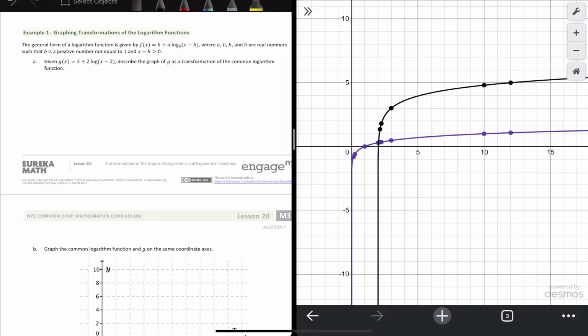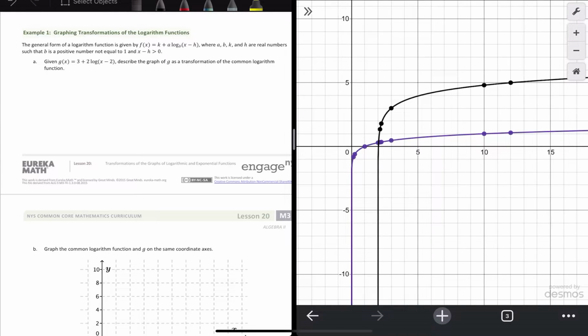And x minus h has to be greater than 0, because anytime we log something, it has to be greater than 0, correct? You should know that. So given g of x, we have a parent function basically of a log, and g of x is equal to 3 plus 2 log of x minus 2. Describe the graph of g as a transformation of the common log function.